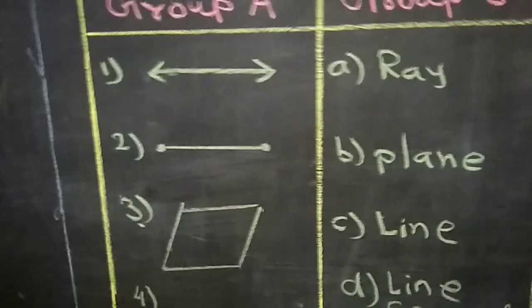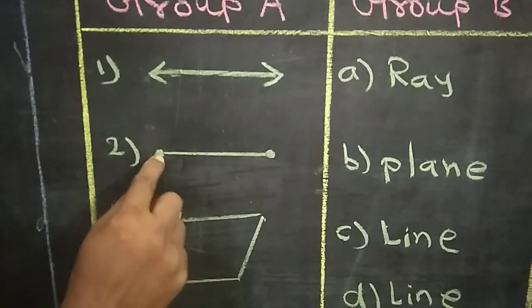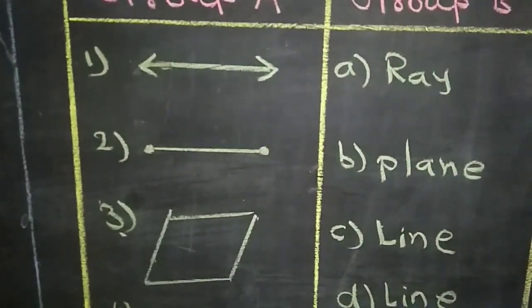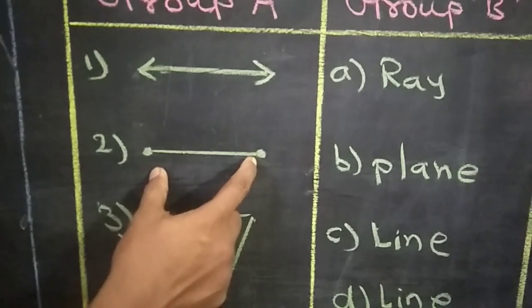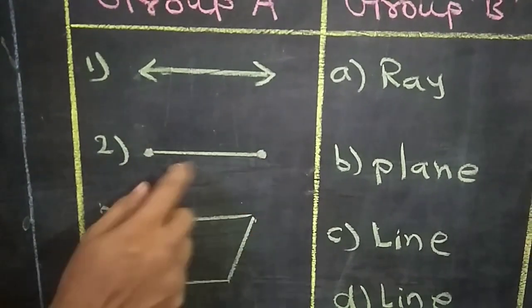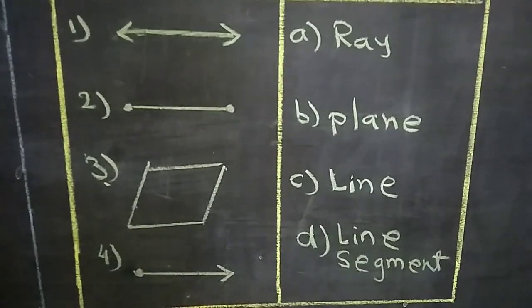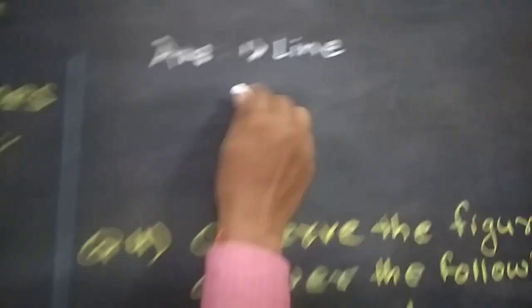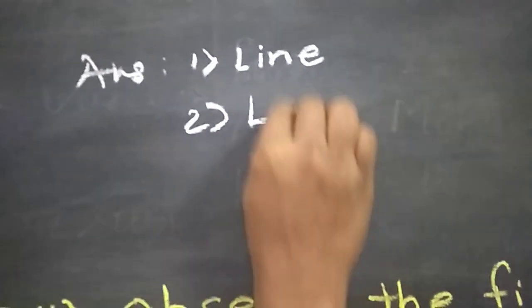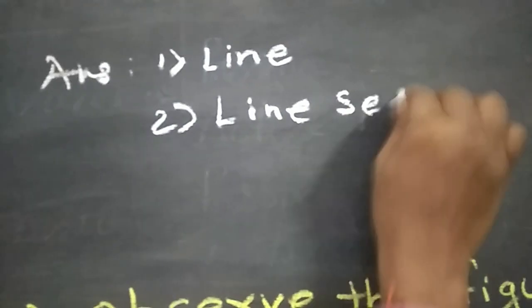Now see your second figure. In a line, 2 end points are given here, so it means it is a line segment, as we have studied in our last part. So it is your line segment. The answer of the second question is line segment.